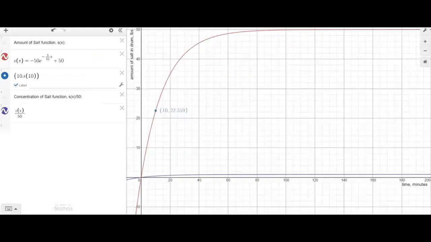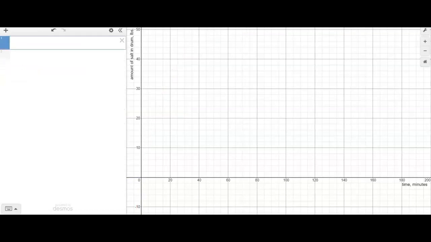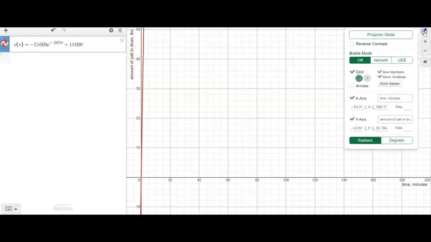And so we'll just go ahead and plop this in to our graph. So we have negative 15,000 e to the negative 0.002x plus 15,000. Now I want to give this a function name. I'll just call this s of x again for substance. And now I probably should adjust my axes here. So this is time in minutes, amount of substance, and not in the drum, but in the pond. And that's measured in grams.